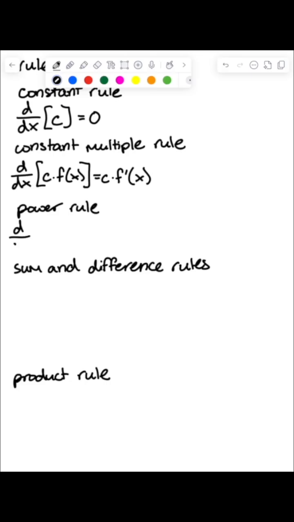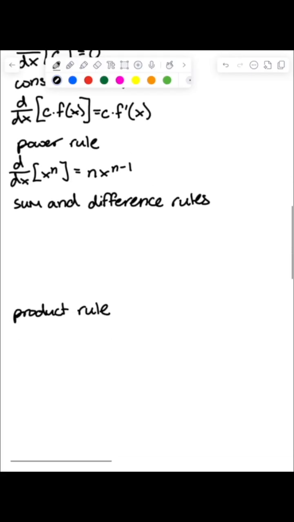Next, which might be the most important rule, is the power rule. If we have x raised to the power of n, the derivative is n times x raised to the power of n minus 1. In practice, we bring the exponent down and subtract 1 from it. For example, for x to the third, the derivative of that function is 3x squared.